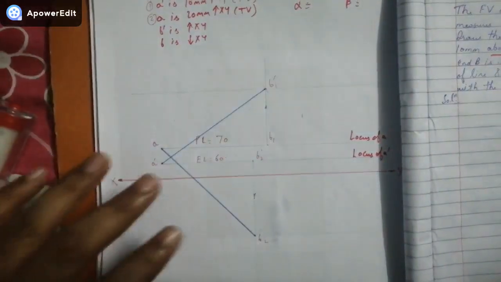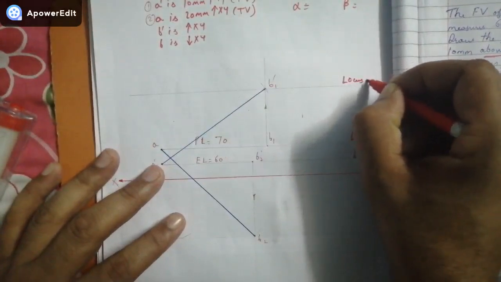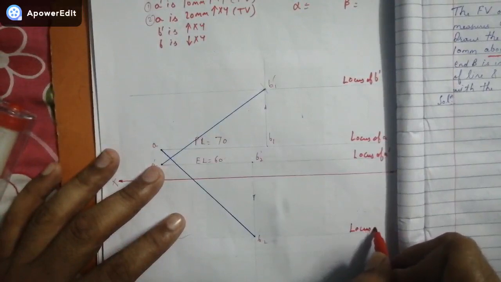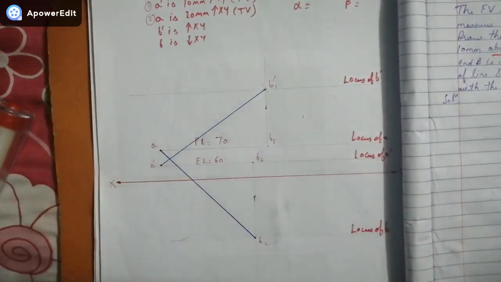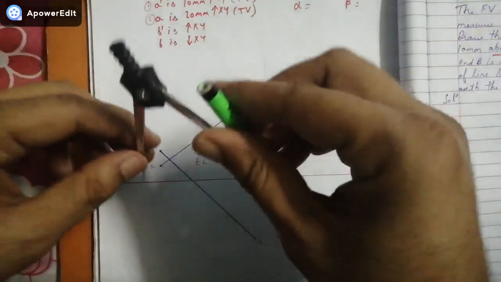I can mention it, my dear friends. This is locus of B dash. This is locus of B. Now what do we do? Lastly, for A dash B dash, that is front view length, and the top view length, what do we do?